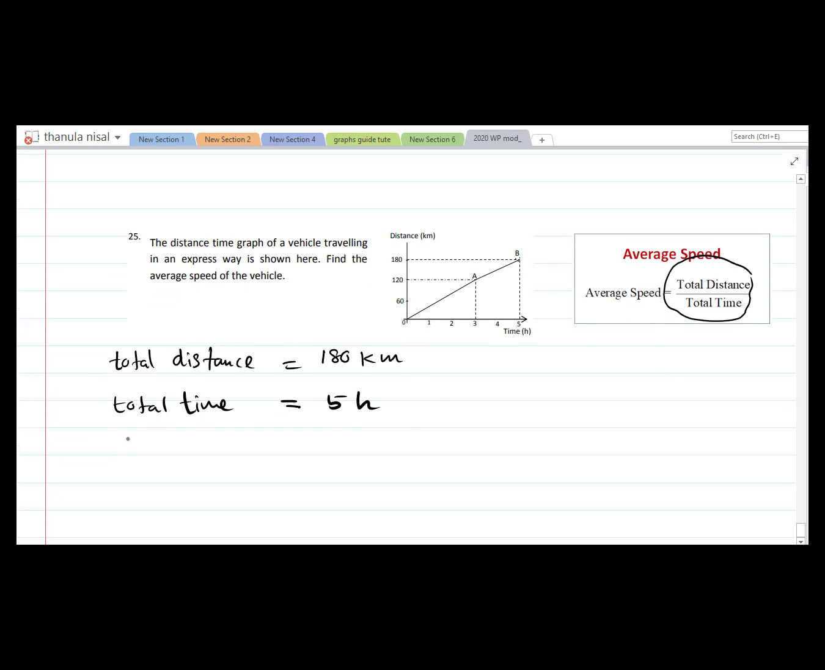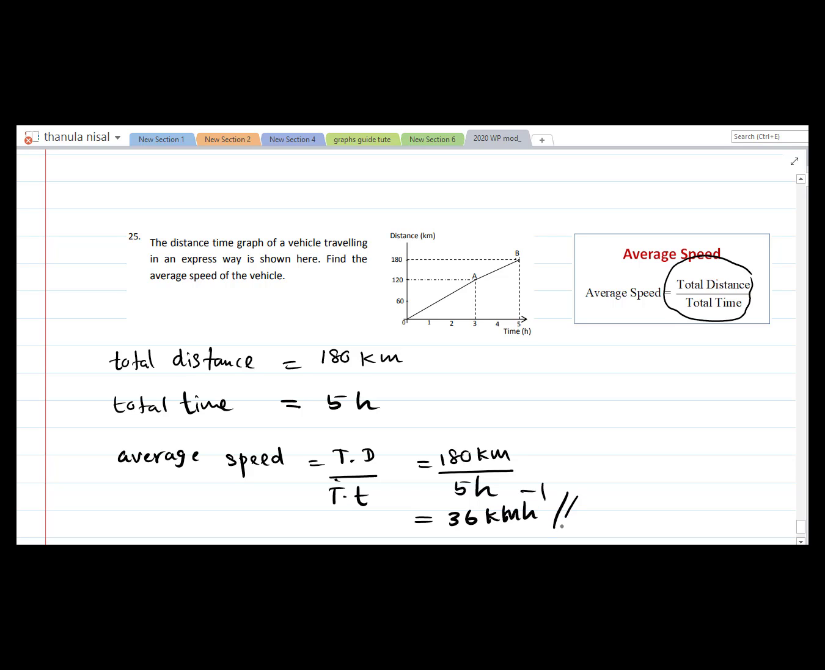Therefore, average speed is total distance over total time, that is 180 kilometers over 5 hours. If we divide both numbers, that is 36 km h^-1.